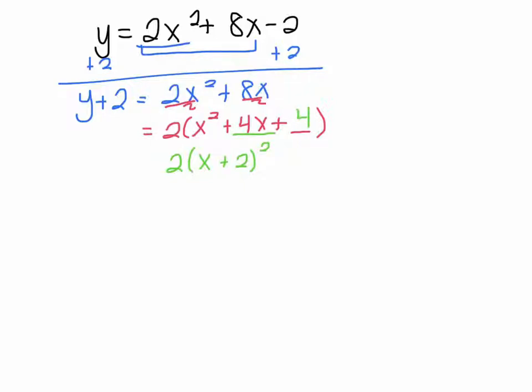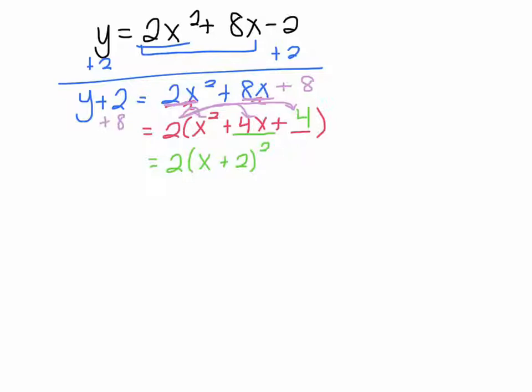Now here's kind of the tricky piece here. I didn't really add 4 to the right. Here's what I added. If I distribute that, I get 2x squared. If I distribute that, I get 8x. If I distribute that, how much should I add? Well, I added 8. Now what I do to the right side, I do to the left.